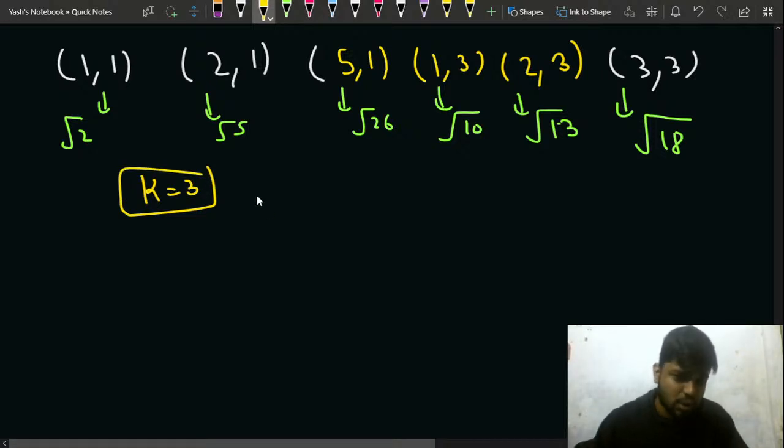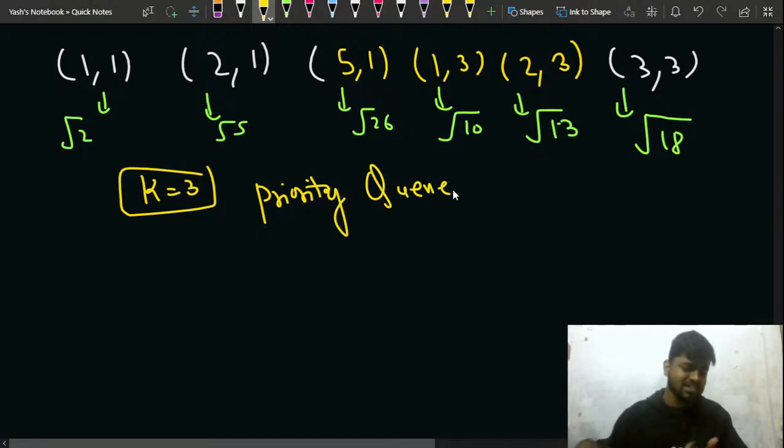I can do this using a priority queue, a data structure that is implemented in languages, also known as a priority queue.